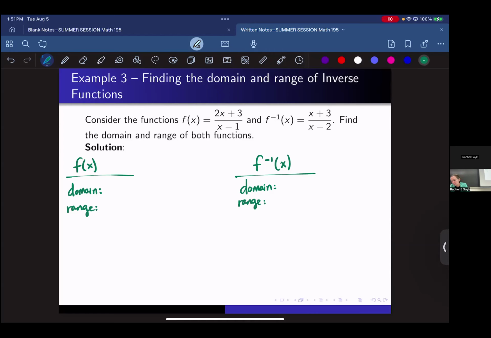So with our f of x, we have that x minus 1 cannot be equal to 0, which means x can't be equal to 1. That's our only restriction for our domain. Which means, what is our domain of f of x? Negative infinity up to 1, but not including 1, union 1 all the way up to infinity. And we're done.